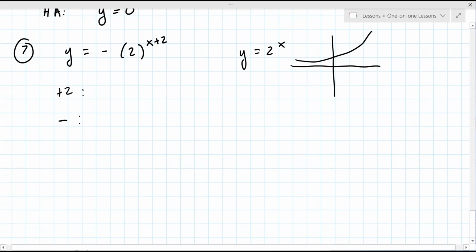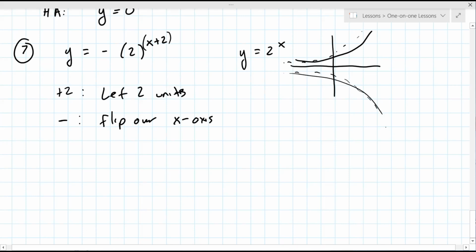The plus 2, because it's inside the function, there are really implied parentheses here, is left 2 units. If it were minus 2, it would be right 2 units. The negative is a flip over the x-axis. So everything goes left 2 units, but more importantly it flips down. So it looks like it's got this kind of shape now, where it's going down below the axis.